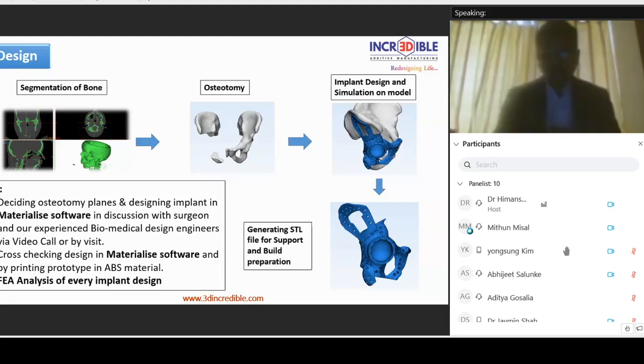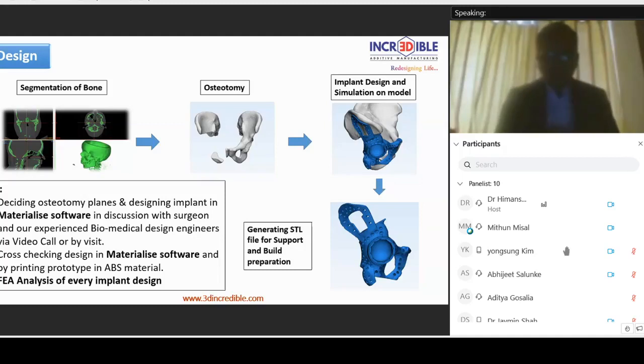So locking holes or combi holes, compression holes, and the trajectory for these screws, we decide and simulate and incorporate in the design. This is how we can see the 3D metal printing process happen. The platform is going down and the implant is manufactured layer by layer. In a video we can see. We have a DMLS printing process, and it manufactures in the Z direction.